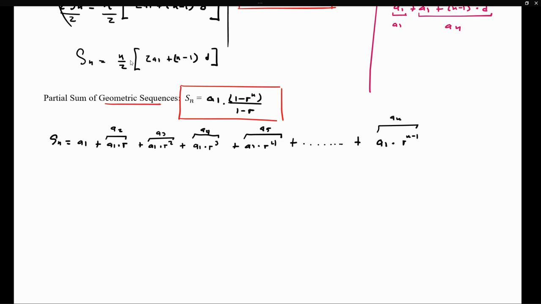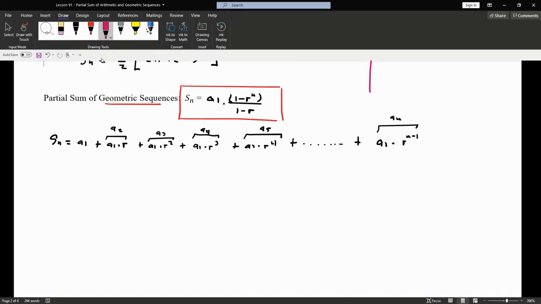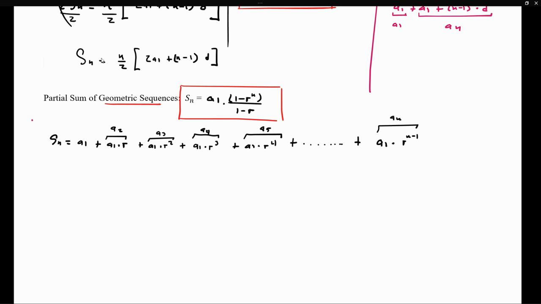And what we want to do now is manipulate all this. So if this is the expression that we can use to find the sum of the first n terms, then what is equivalent to r S of n? What if I take every single term and multiply by r? Then my first term becomes a1 times r, and my second term becomes a1 times r to the second.